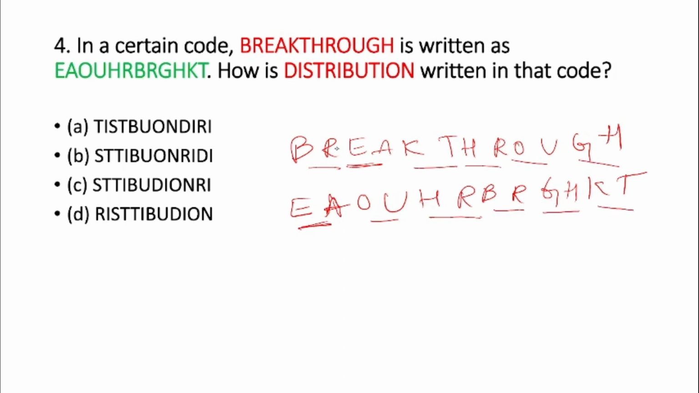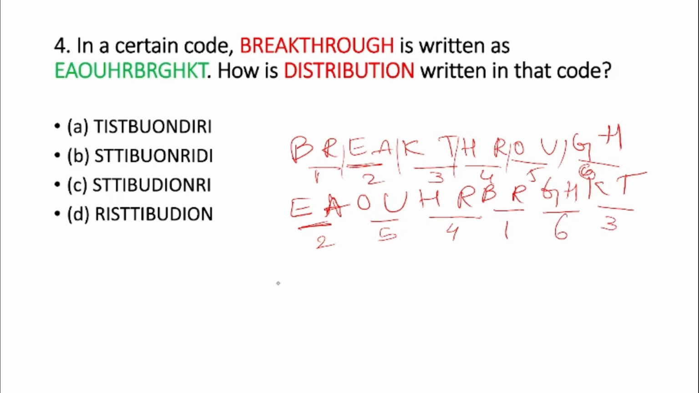To solve this easily, we can give numbering to these: 1, 2, 3, 4, 5, 6. We have given numbering to those pairs of letters so that we can easily find out the logic, and we can save time. So here EA is 2, OU is 5, HR is 4, BR is 1, GH is 6, and KT is 3.